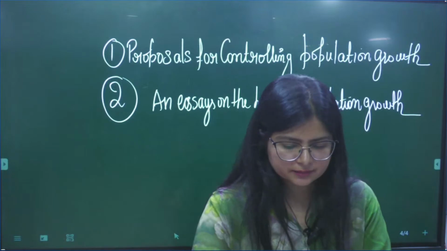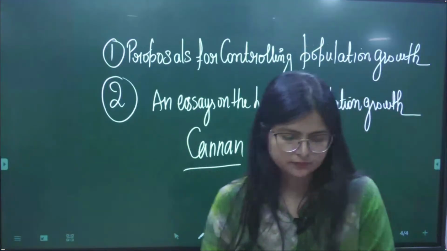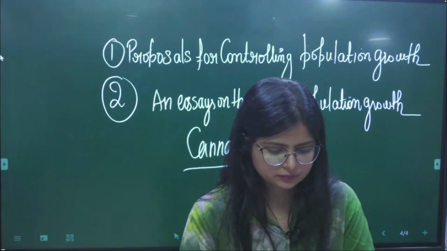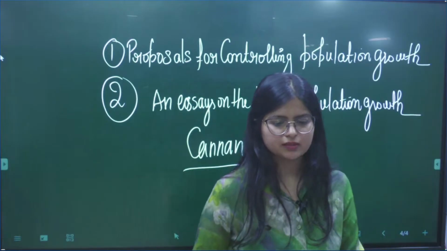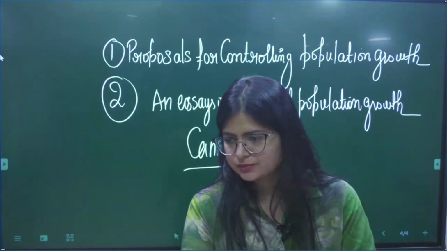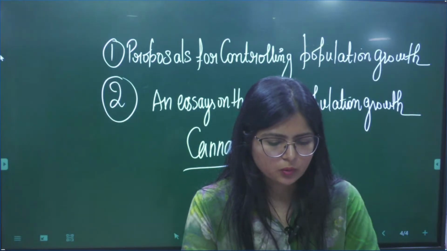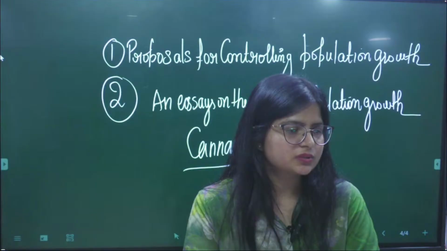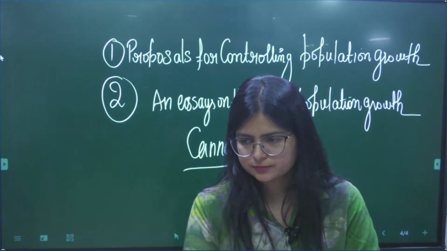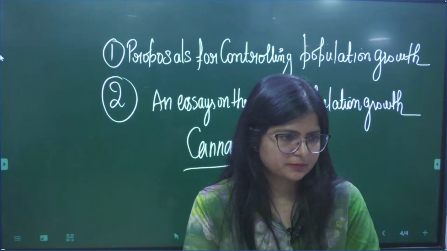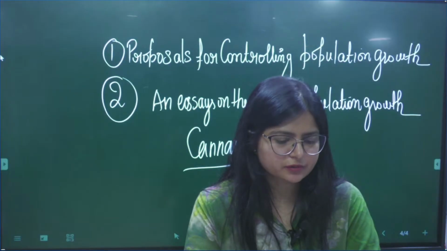Write down. According to Cannan, a scholar, write down in double inverted commas: A baby comes to the world not only with mouth and stomach, but also with a pair of hands. Full stop. Double inverted commas closed.